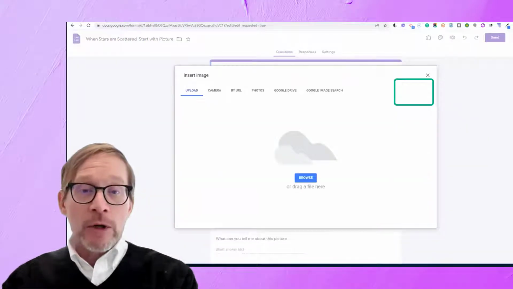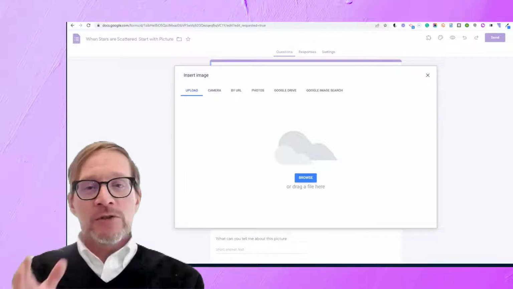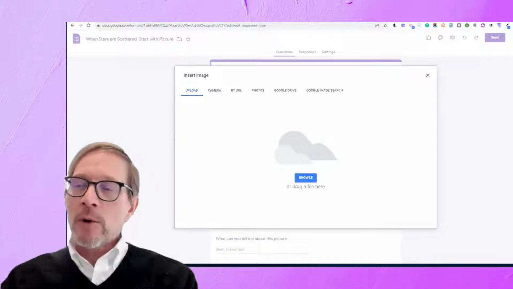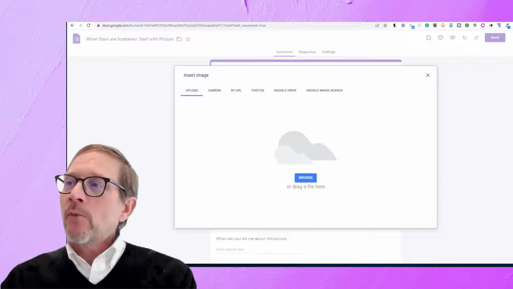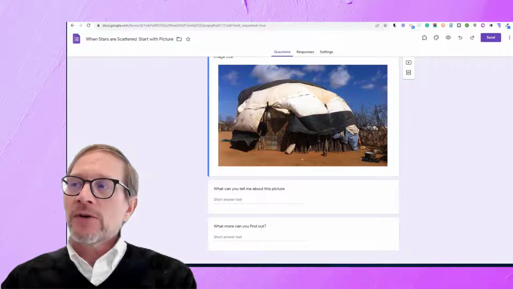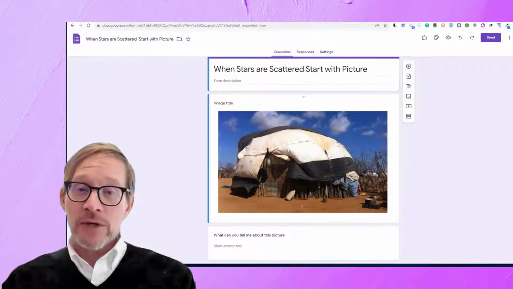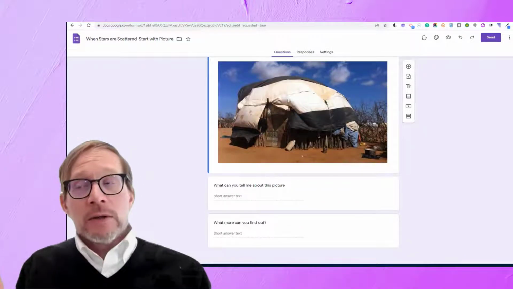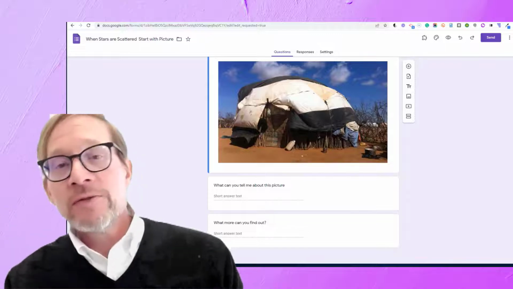And I had already preloaded about 5 or 6 images from that refugee camp, and I put them on my computer. So I browsed, located that, put that in there. And I didn't title this image because I kind of wanted the students in this exercise. Now, again, a lot of these Google Forms, you could use it different ways.